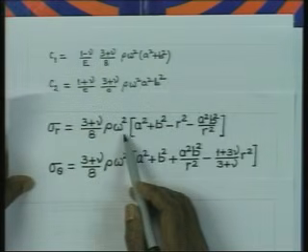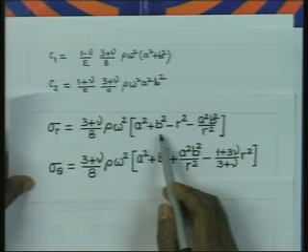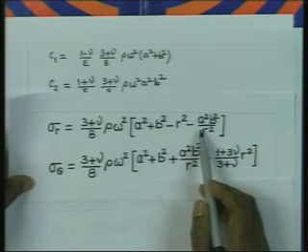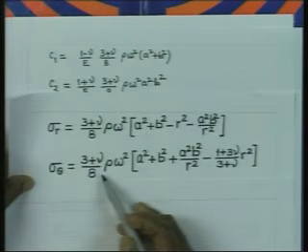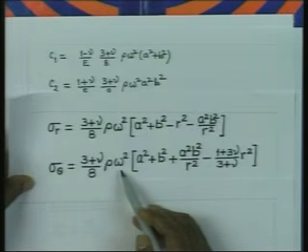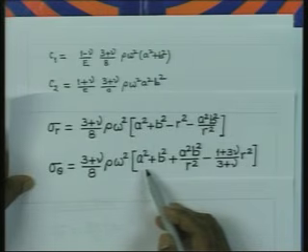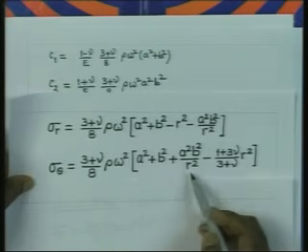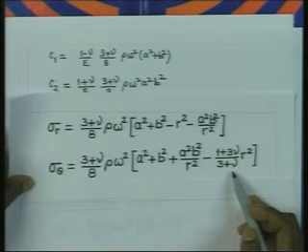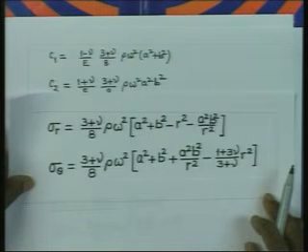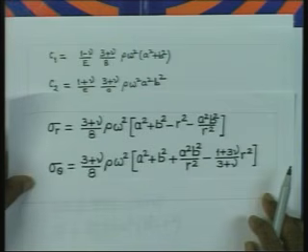Sigma r is (3 plus nu) by 8 rho omega square into (a square plus b square minus r square minus a square b square by r square), and sigma theta is equal to (3 plus nu) by 8 rho omega square into (a square plus b square plus a square b square by r square minus (1 plus 3 nu) by (3 plus nu) r square). So, this is the variation of stress in the case of a hollow disc.